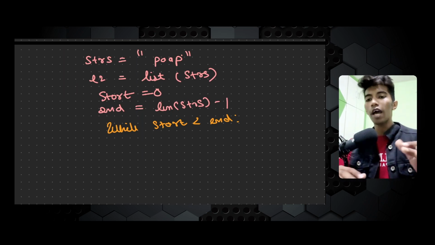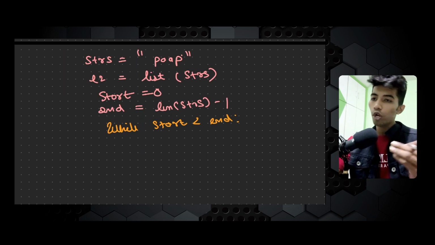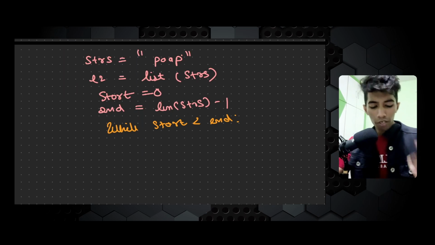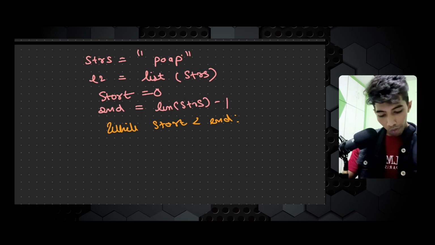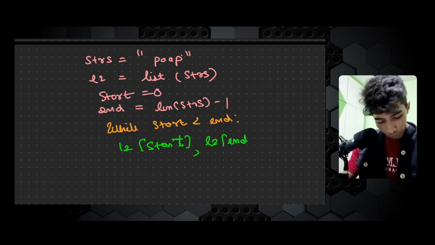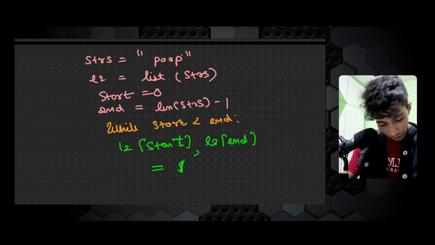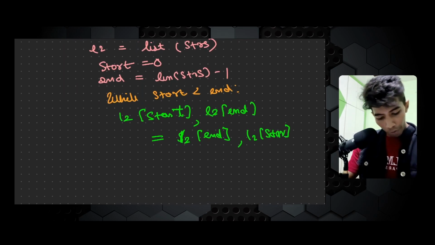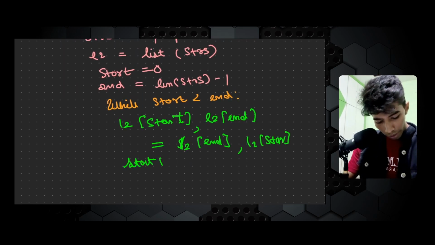If you are following some other language, then you can use a temp variable and do the swap. But since this video belongs to Python, I will tell you the Python approach. So how can we do the swap? Simply, guys, just do L2 of start, comma, L2 of end, equals L2 of end, comma, L2 of start. Like this swapping will be done, and then you just increment the start pointer and decrement the end pointer.